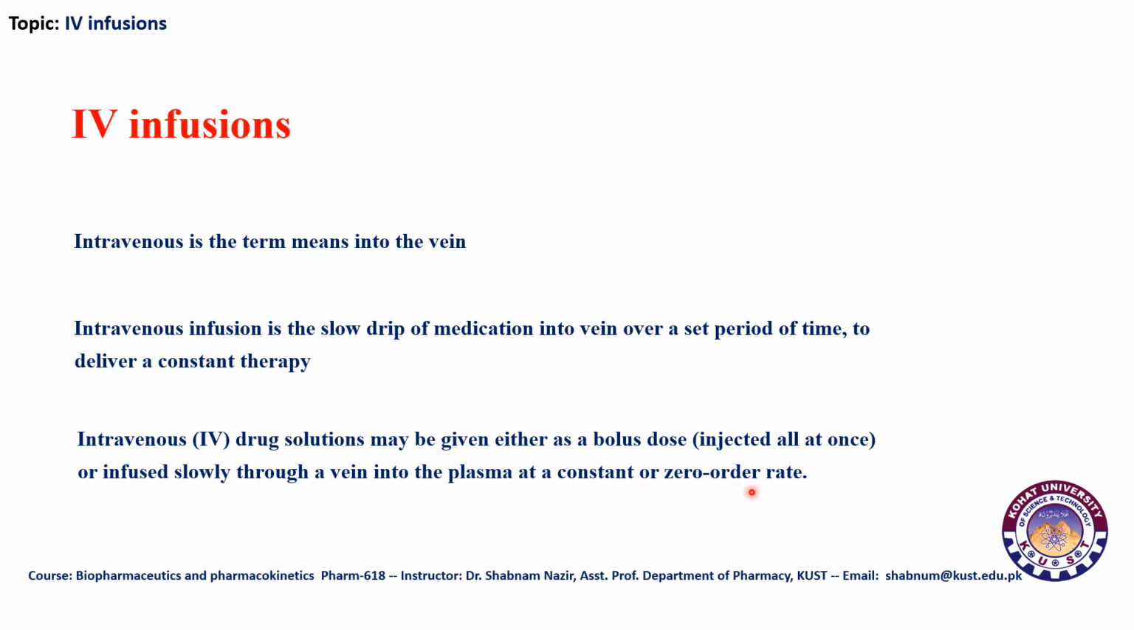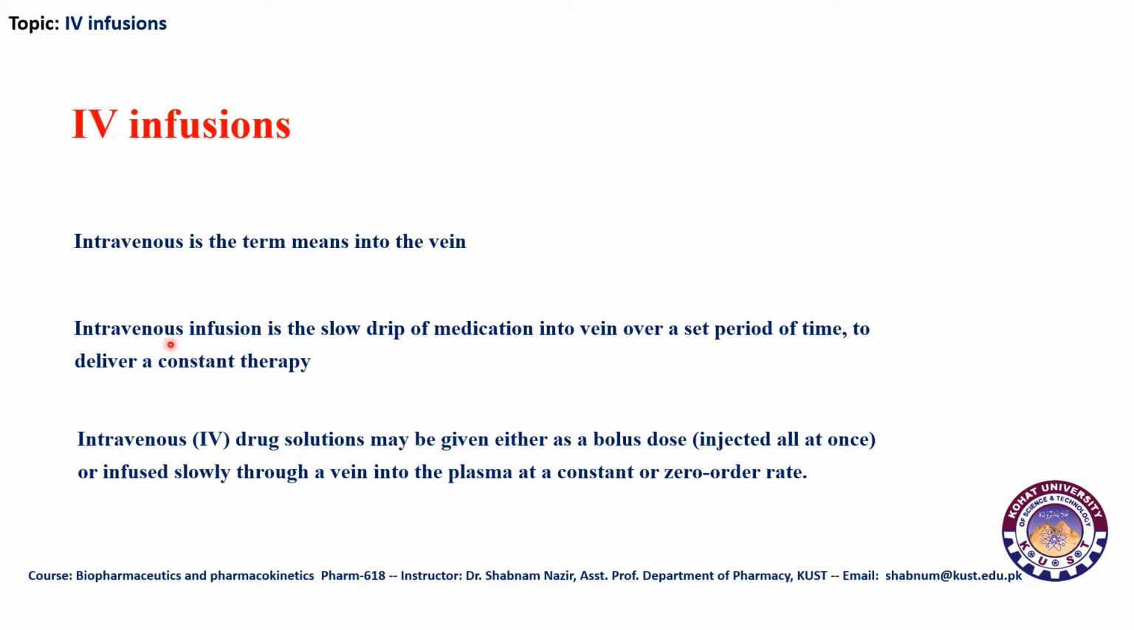So basically, if we take the term intravenous, any administration through the intravenous route would definitely mean directly into the vein. The only difference, if any, is the rate at which it is administered. It is either administered at once in larger quantities, or it is administered slowly at a slow and gradual rate in quite lesser quantities as compared to the intravenous bolus dose.